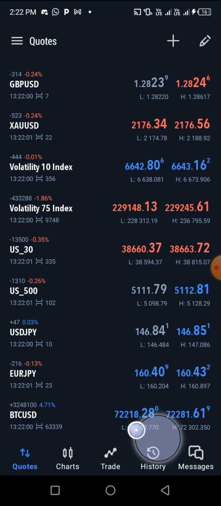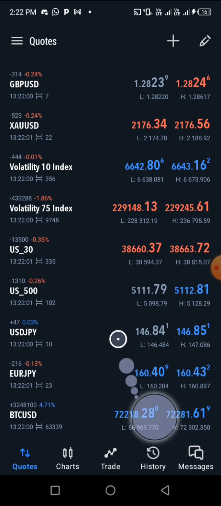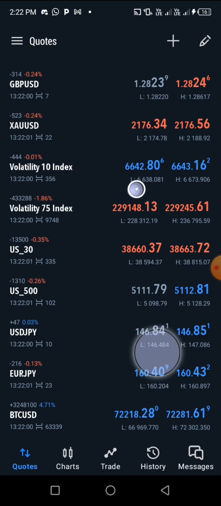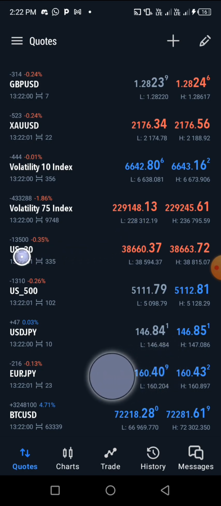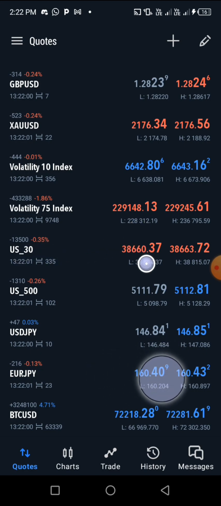Now the BTC, as I said earlier on, is a crypto, and it is also calculated in 2 decimal points. We also have the synthetic indices, which are also in 2 decimal points. You can see all the synthetics. The US 30 is an index also, and is also in 2 decimal points.